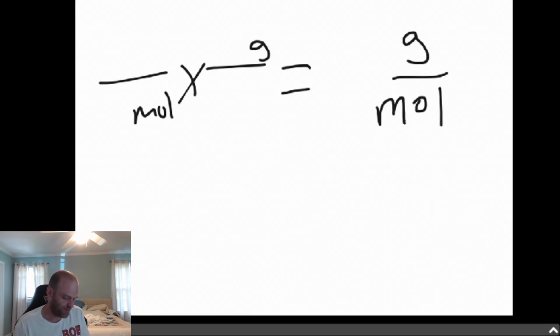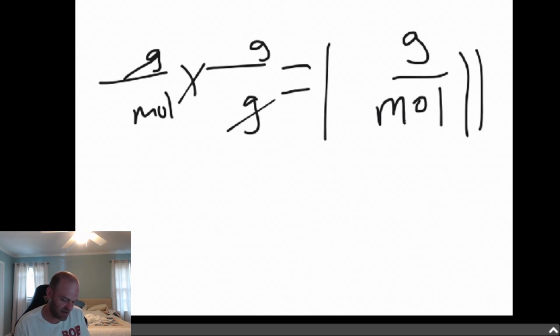I don't even know, maybe it's like that. But see, my grams cancel out and I end up with the same units on this side as I did on this side. So keep track of that, and it should help you solve these problems more easily.